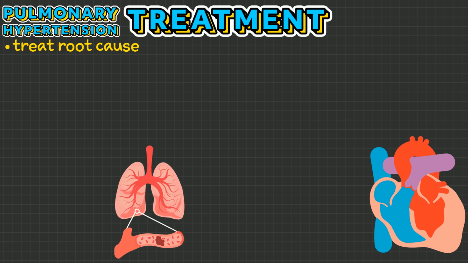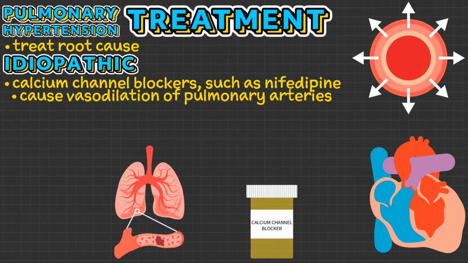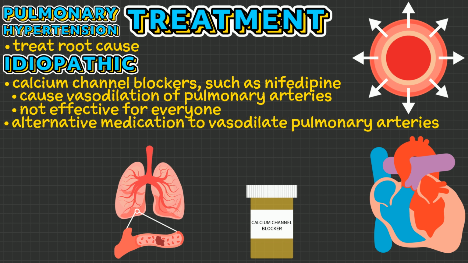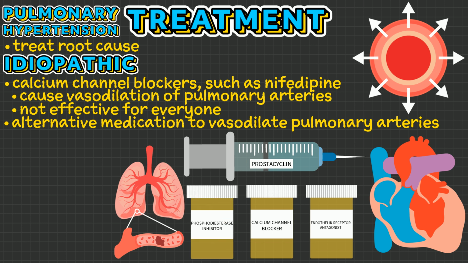pulmonary embolus. However, when the cause is idiopathic, calcium channel blockers like nifedipine can be used. They help by causing vasodilation of the pulmonary arteries. However, calcium channel blockers are not effective for everyone. In such cases, alternative medication, including prostacyclins, endothelin receptor antagonists, or phosphodiesterase inhibitors can be used to cause vasodilation of the pulmonary arteries. If you want to learn more about these medications, you can click on the link on screen or in the description below.